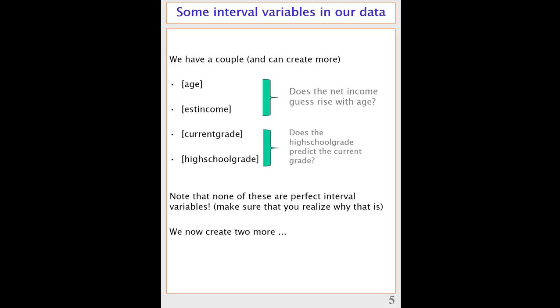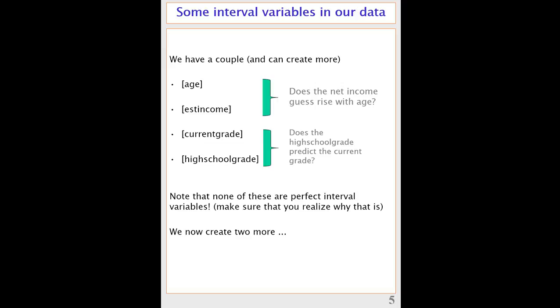And the question could be, okay, is it the case that the net income guess rises with age? So people who are older already perhaps tend to think that they earn more, or tend to think that they earn less. Could be either way as far as I'm concerned, and we'll see if that's actually the case. The other one is the current grade that you score compared to the high school grade that you had. So the question would be, does the high school grade predict the current grade? And to what extent does it predict that number? We'll go through that too.